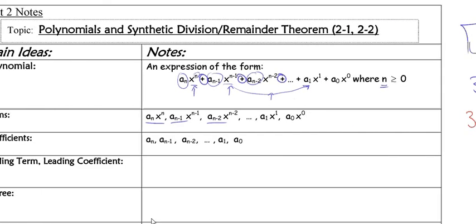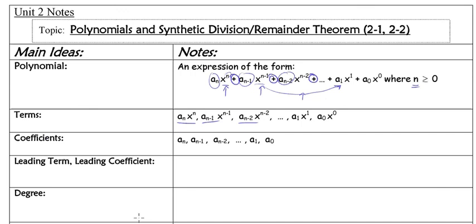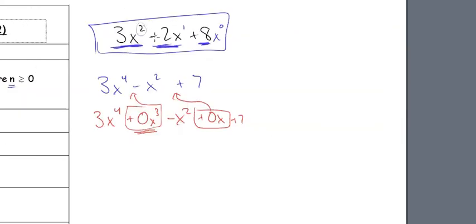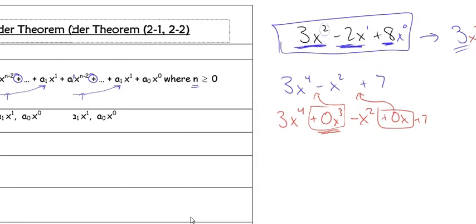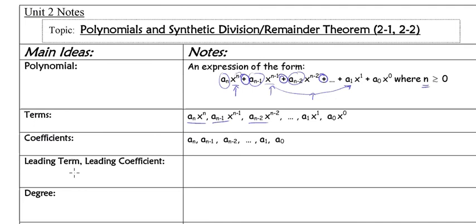Coefficients, been using that term already, but those are the numbers out in front, what is being multiplied by the x squared, the x, and so on. And that last coefficient really is a constant. So over here our coefficients are 3, -2, and then a constant of 8 at the end. So coefficients are just the numbers that are being multiplied by our x term, so x squared and x. All right, coefficients. The next one is leading term, leading coefficient.